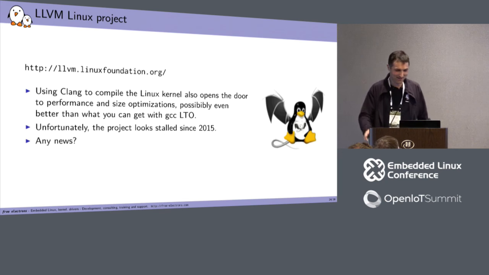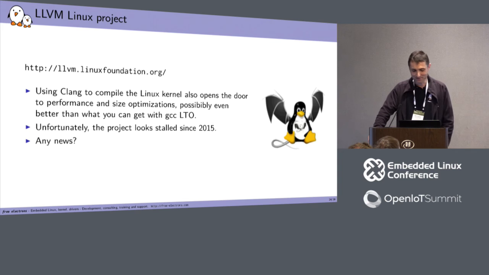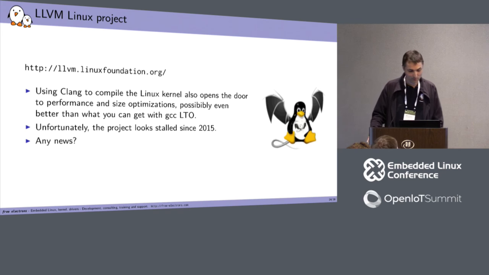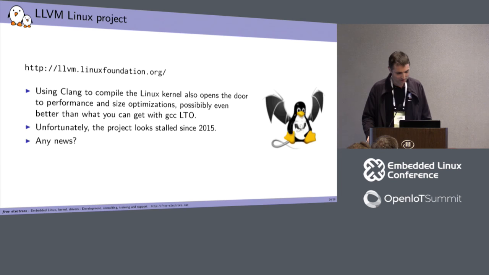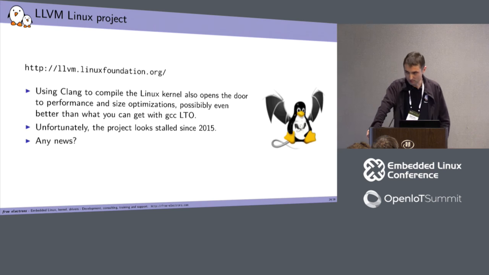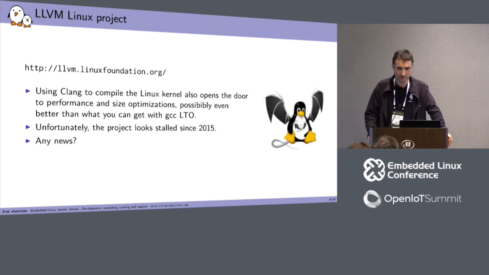There's the LLVM Linux project, which is trying to use Clang to compile the Linux kernel and effectively opens the door to nice performance and size optimizations, and probably better than what GCC LTO could achieve. Unfortunately, the project doesn't look very active. I mean, from the website at least, it does seem stalled. Any word on that? We've all got busy with other things. That's right. Okay, busy with other things.